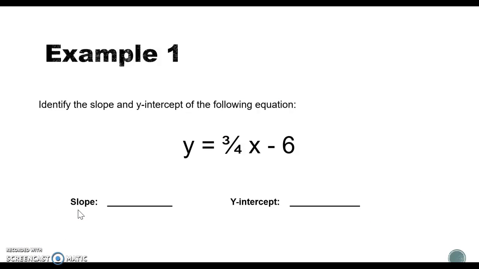All right, so these first couple examples are just how we identify. We're just going to identify the slope and the y-intercept in the equation. So always remember, we're working in slope-intercept form y equals mx plus b. And so when I compare, my slope is m, so I'm going to go to the coefficient, the number in front of the x, that's what a coefficient is, and that is my slope. So in this case, 3/4 is my slope.